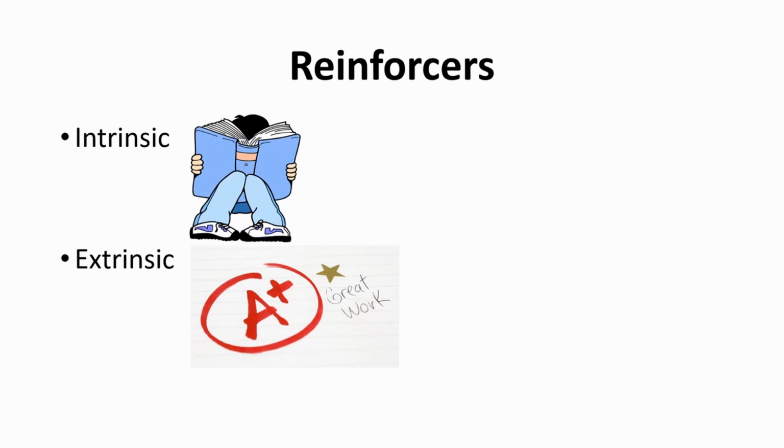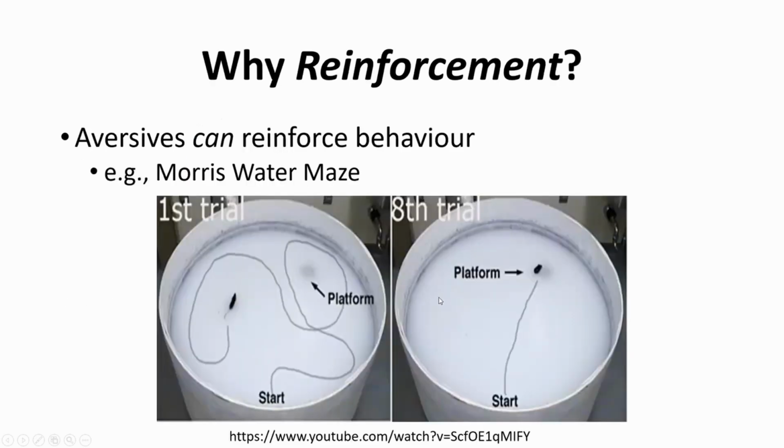In contrast, our extrinsic reinforcers are external reinforcers. You gain some kind of reward or avoid some kind of aversive stimulus by doing the behavior. So maybe you work because you want money or study because you want a good grade. So our intrinsic reinforcers are internal and our extrinsic reinforcers are external.